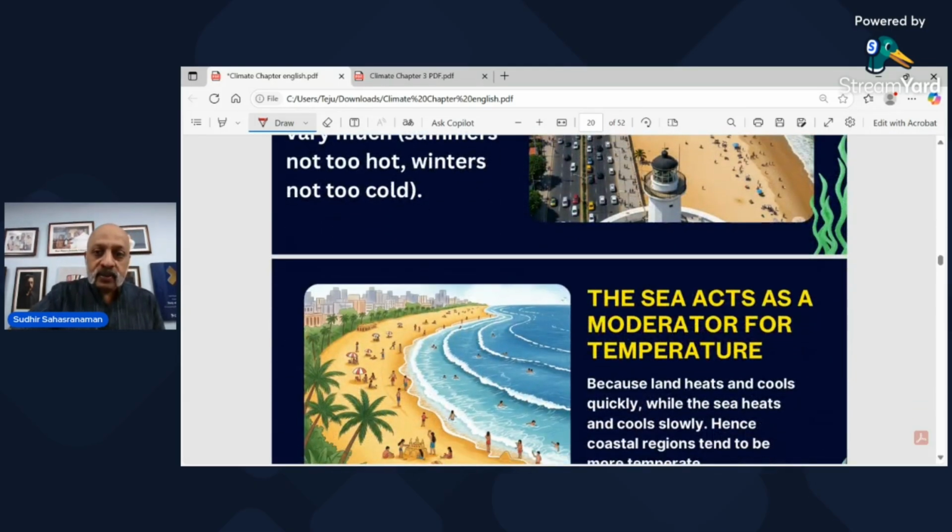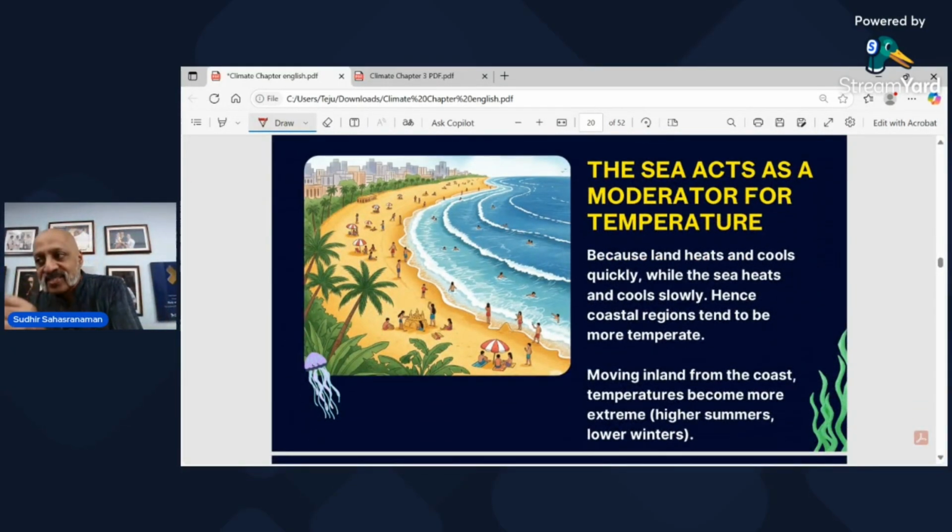Now the reason is because the sea, be it the Bay of Bengal or the Arabian Sea, acts as a moderator for the temperature. As you can see in the illustration, I've tried to make the beach. Now the sea acts as a moderator for the temperature. What does this mean? This is something you'll study in detail in the heat transfer in nature chapter in science. Here we will focus only on the geographical part of it.